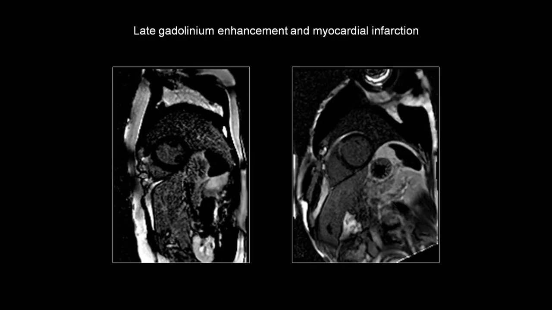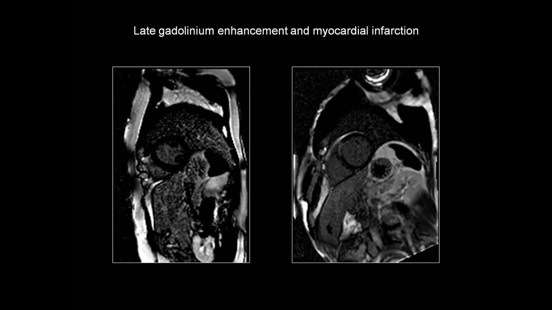So how do we identify areas of myocardial infarction? Well, we do so using late gadolinium enhancement imaging. So we inject an intravenous bolus of gadolinium contrast, and then we wait for 10 minutes. And after 10 minutes have elapsed, we then undertake imaging of the myocardium.